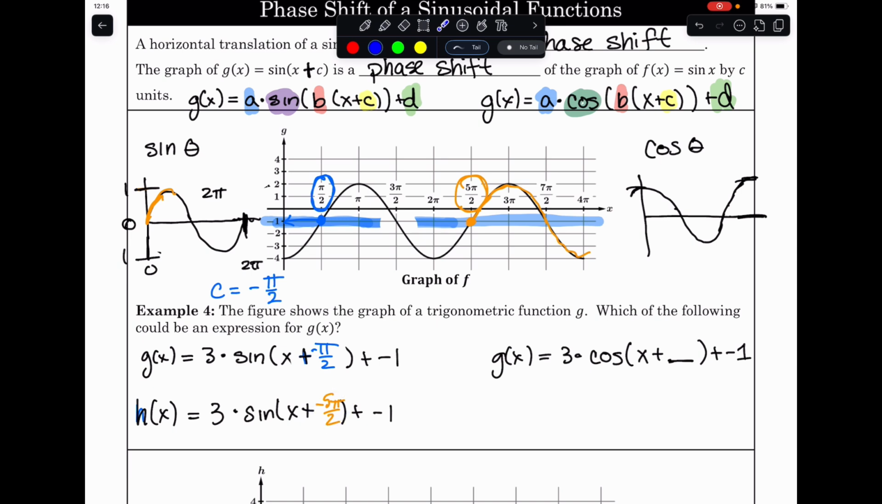And like I said, it's easiest to figure out what that value is by looking at where the starting point is and how many units I would have to move it back to the y-axis to figure out what that shift is.